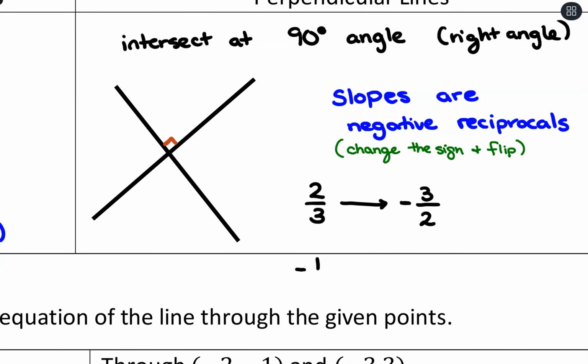If we started with a negative 1/2, our other slope, to make it perpendicular, we would then have it be positive, and then we'd have 2/1. Or just positive 2 would be a simpler way to write that for the slope. So they have opposite signs. So if one's positive, the other's negative, and then the reciprocals where you switch the numerator and denominator.